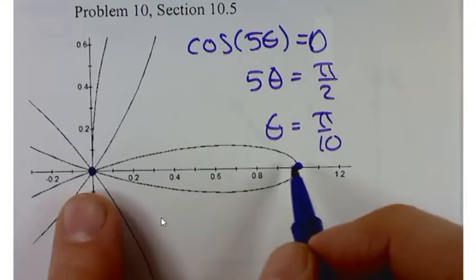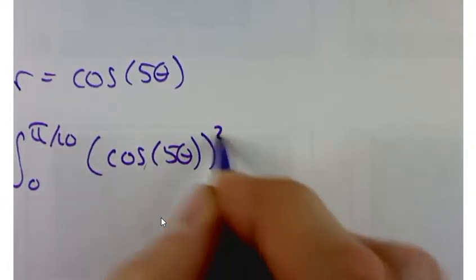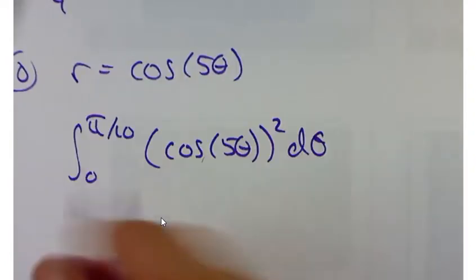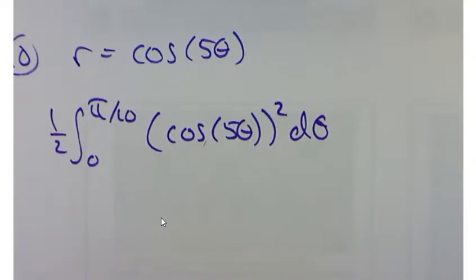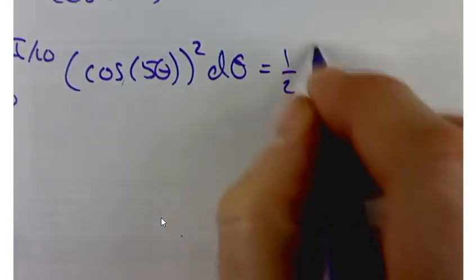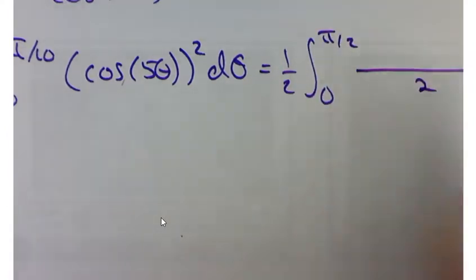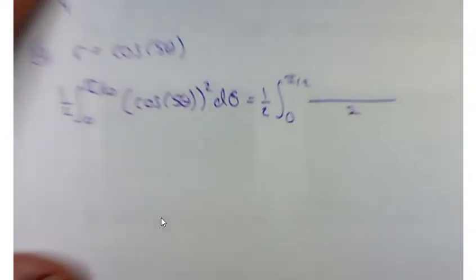All right, so let's do that. Let's integrate from 0 to pi over 10. Integral from 0 to pi over 10 of cosine of 5 theta squared d theta. Oh, and I need a 1/2 out in front here, right? Because that's part of my formula. Your turn to use the power reduction formula, from 0 to pi over 10. I'll give you a hint. It's something over 2.